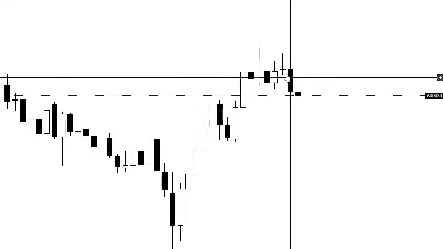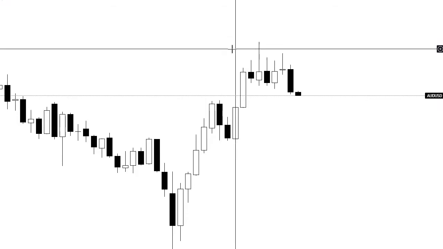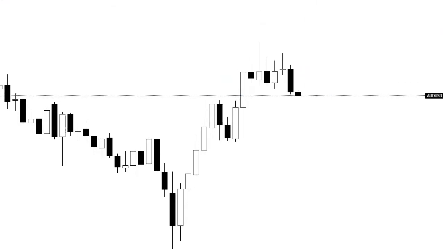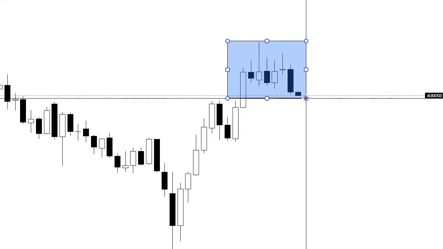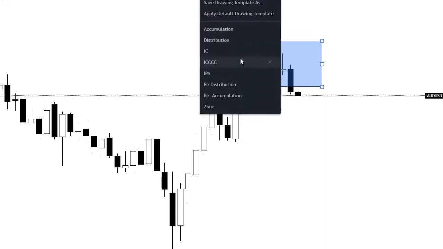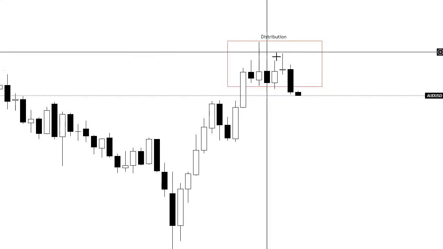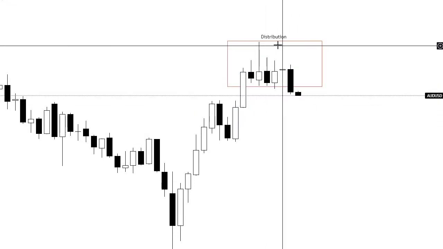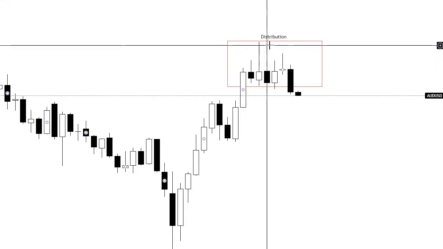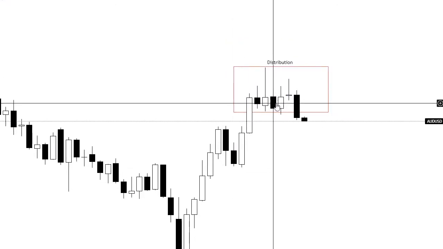Now, right here, we can see that price did tap into some type of candle, which caused all of this distribution to happen. We can see that inside of the zone, if I highlight this and mark this up as a distribution, because this is where price consolidated and started pushing down, it didn't just randomly decide to consolidate here and go down. No, there's cause and effect.